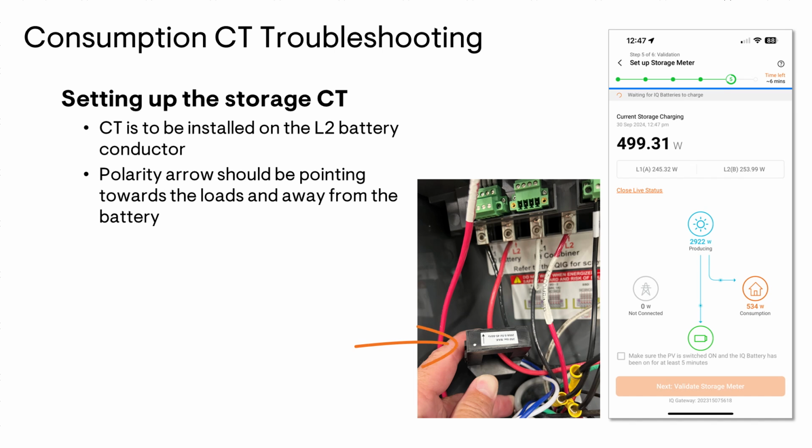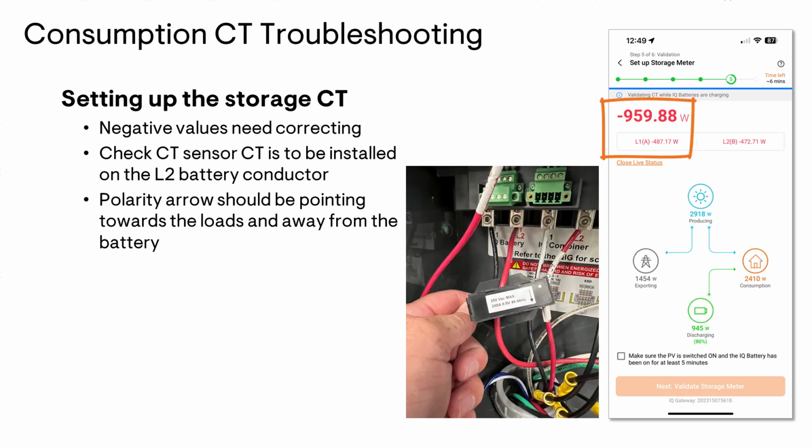The storage CT must be installed on the line 2 conductor of the battery circuit, and the polarity arrows must also point towards the correct direction, which is towards the loads and away from the battery, as shown in this example here. But what happens when the app is showing a negative value for the storage CT? Well, this means that there could be a polarity issue with the CT sensor, the CT wiring in the gateway, or there's a phasing issue.